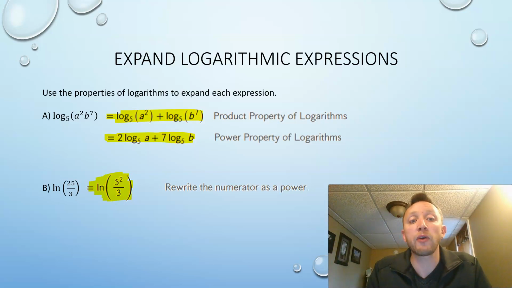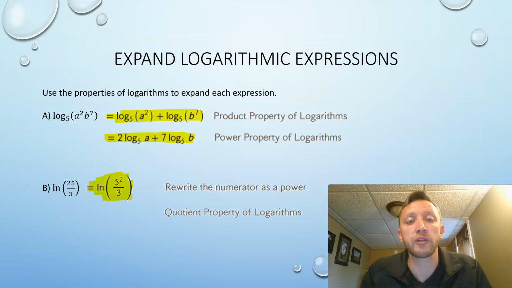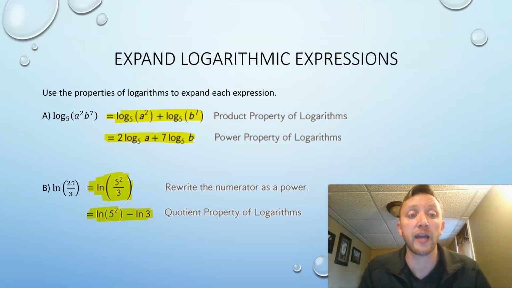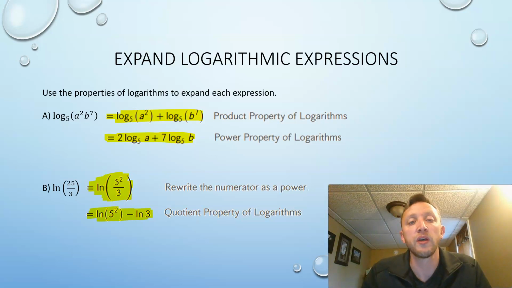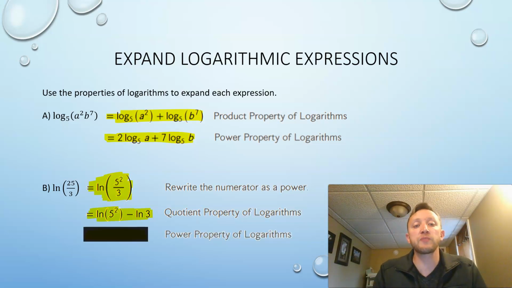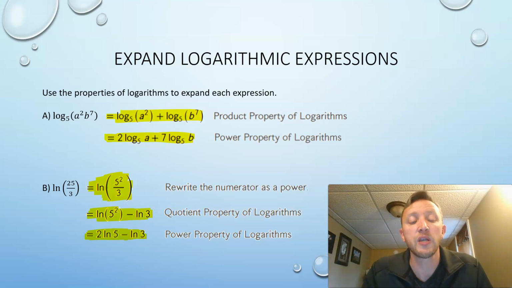All right, now the next thing we're going to use is the quotient property of logarithms. That's the second one that we saw in the previous slide. We're going to break these apart as subtraction. Again, it's the natural log of 5 squared minus the natural log of 3. We want to include the natural logs in there. Again, I recognize that I have an exponent for the 5, so I'm going to move that exponent in front using the power property of logarithms. So our final answer would be 2 times the natural log of 5 minus the natural log of 3.